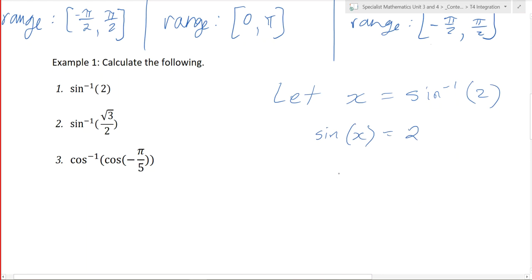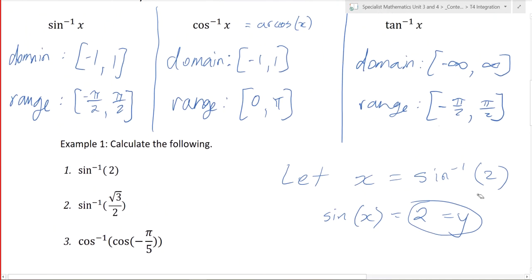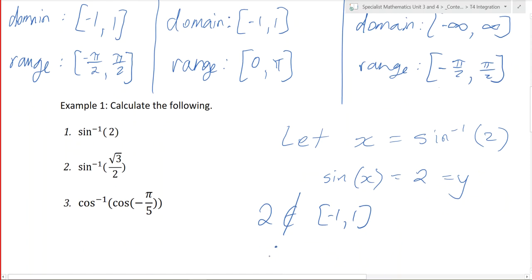We then look at this, right? So imagine this is equal to y. We now have a y value of 2. Now if you look back at the domain, that's outside of it. So 2 is not an element of -1 and 1. Therefore, there is no solution.